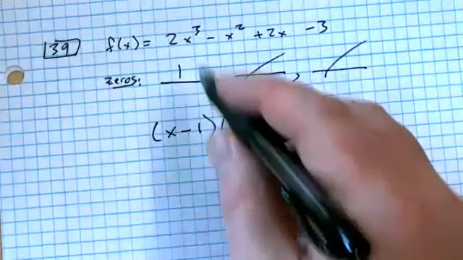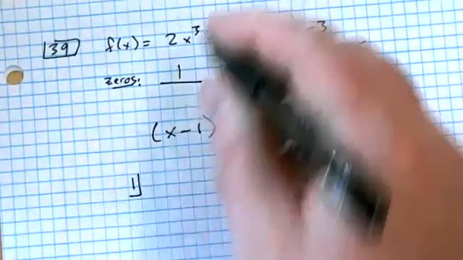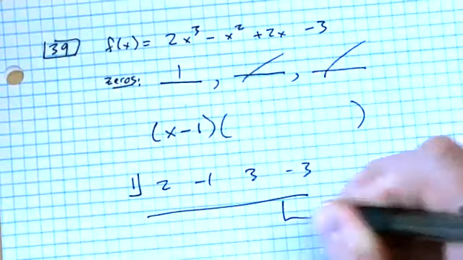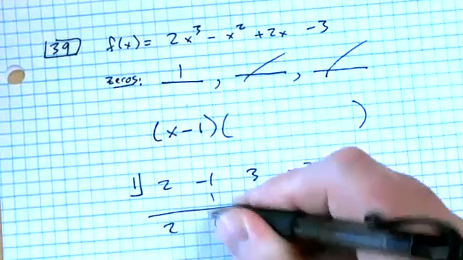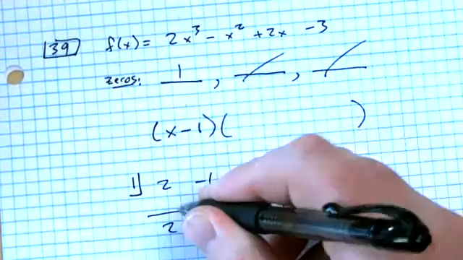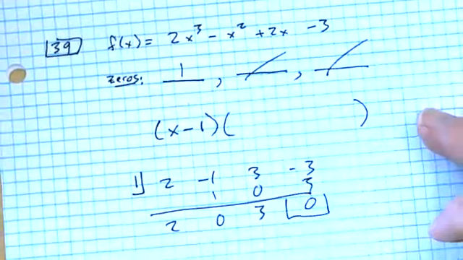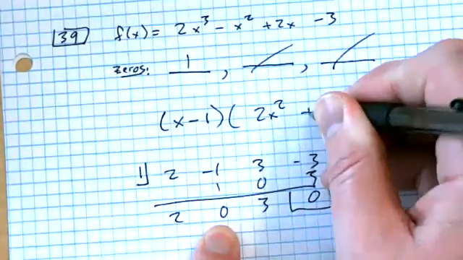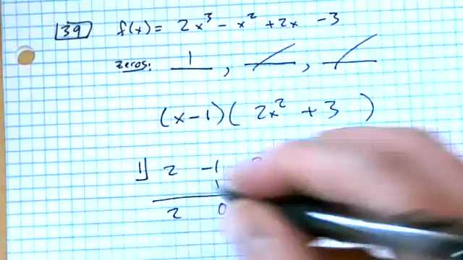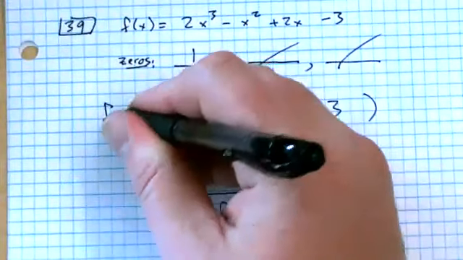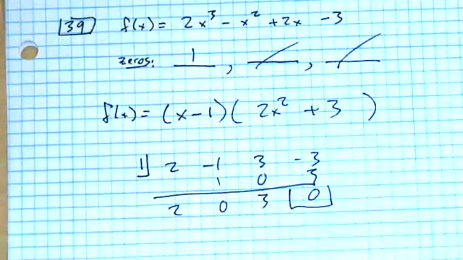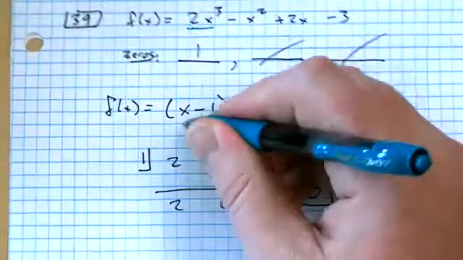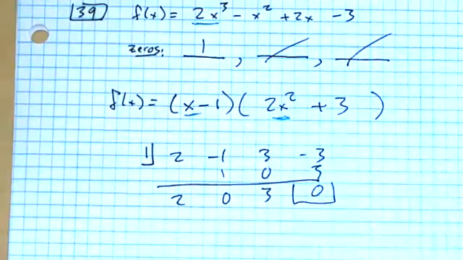So let me factor this out. I'm going to use synthetic division: 2, -1, 3, -3. I do expect to get a remainder of 0. Hey, I got my remainder of 0. And my remaining factor would be 2x squared plus 0x plus 3. And that would be my final answer. The one thing I forgot to do is check and make sure I don't need an a value out in front. My lead term here is 2x to the third, and this would also be 2x to the third, so we're okay.